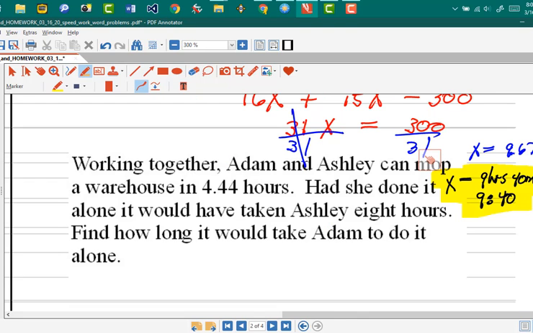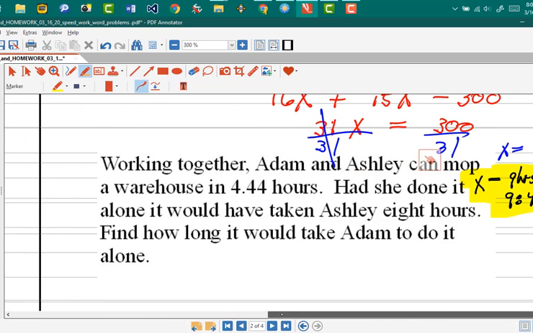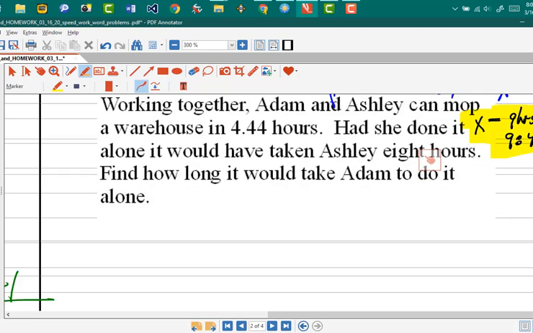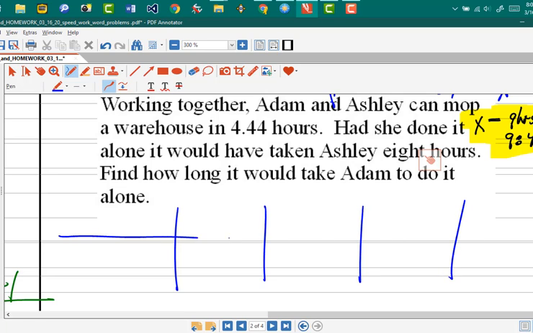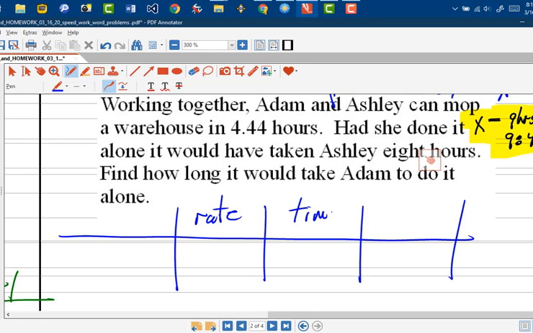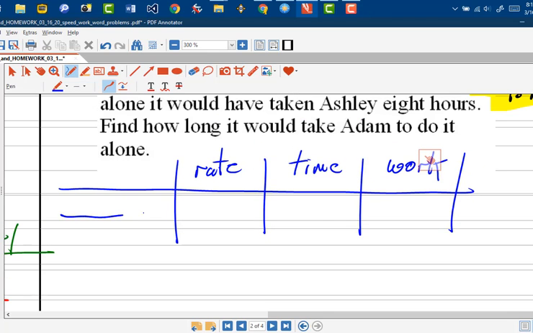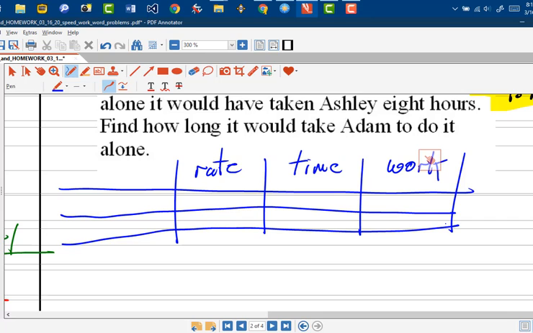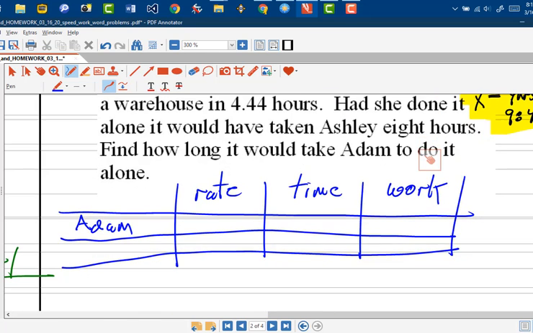Okay, so let's see. Working together, Adam. So the next problem here is basically the same one, except with different names and different numbers. But just for emphasis, we'll do it again. So rate times time equals work. Well, actually, I'm sorry. This is like the first one we did, not the second one. Okay, so you have Adam and you have Ashley.